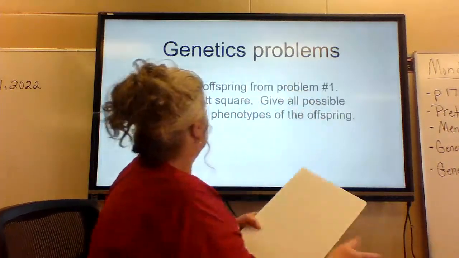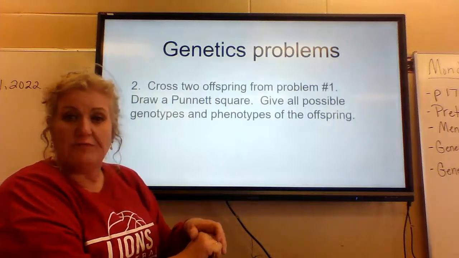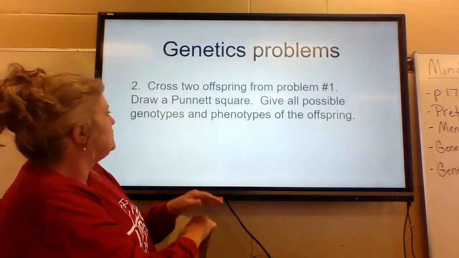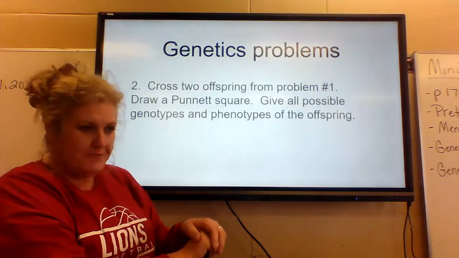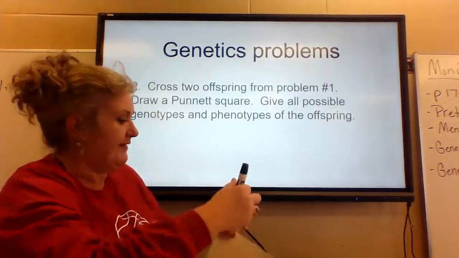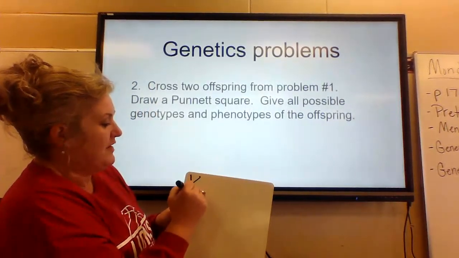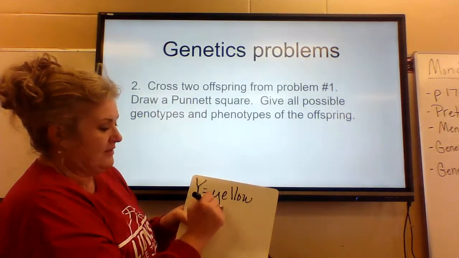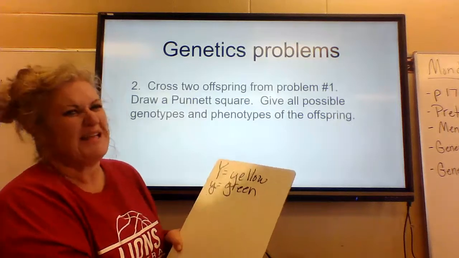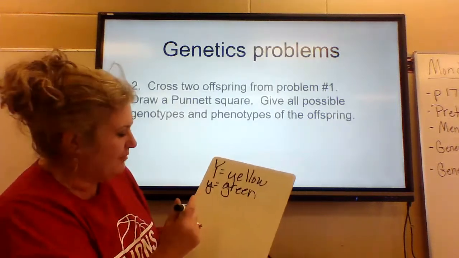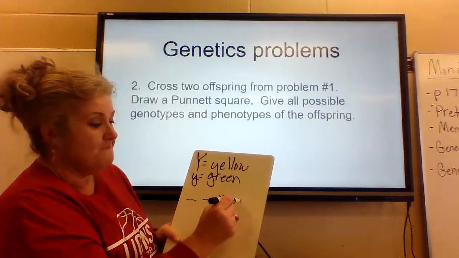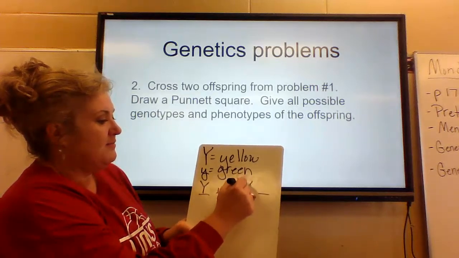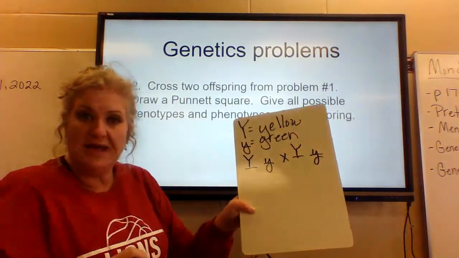Number 2, okay? Cross 2 offspring from problem number 1. Draw a Punnett square. Give all possible genotypes and phenotypes of the offspring, okay? So we read the problem, that's step 1. Step 2, write down everything they told us, okay? So we know the big Y, again, is going to be yellow. The little y is going to be green. Now we're crossing the offspring, and that's okay in plants. We're not talking about living things. That's okay in plants. So let's figure out what our parents are. And the offspring were heterozygous, right? Big Y, little y, big Y, little y. So that's what they asked for, right?